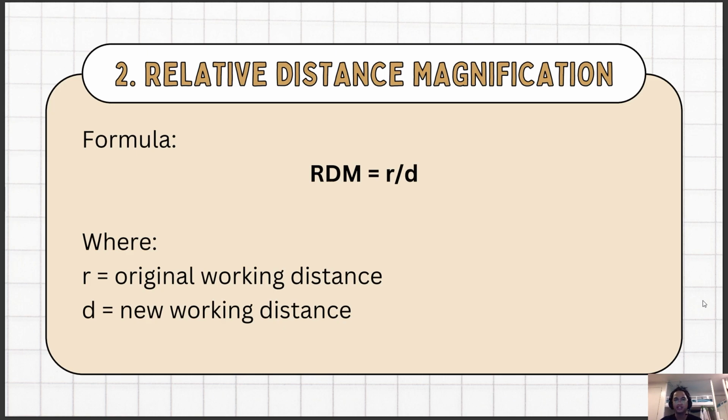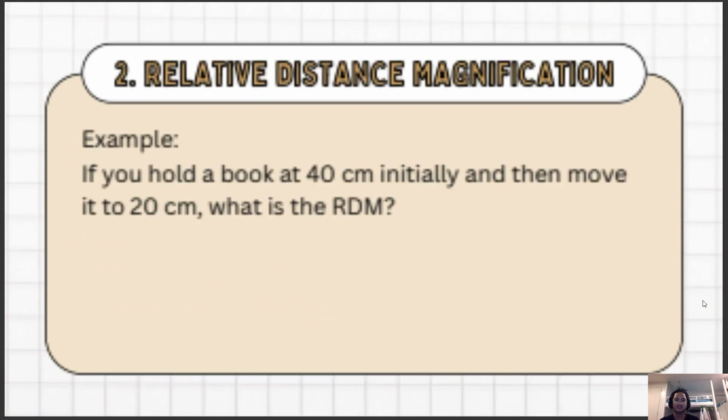So let's proceed with the relative distance magnification, where the formula is RDM is equal to R over D, where R is equal to original working distance and D is equal to new working distance. I don't really know why they use these variables, but let's just familiarize it with R is original, and D is distance, bago na distance, new working distance.